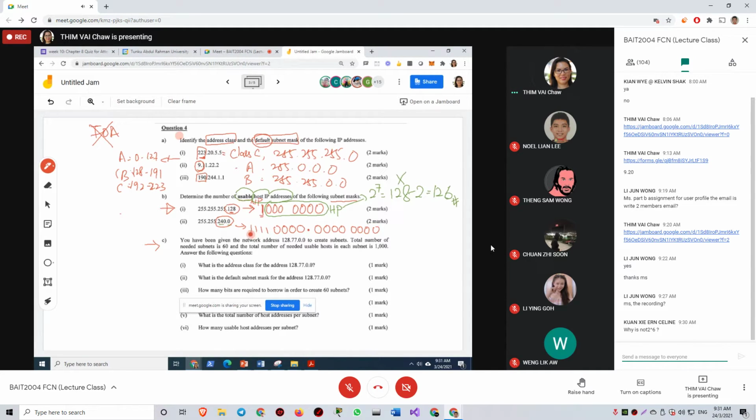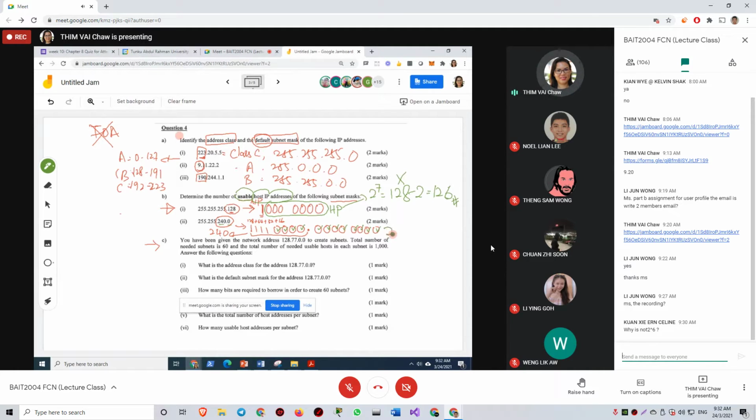So this value refers to 240 because I'm using 128 plus 64 plus 32 plus 16. So the first 4 bits are set to 1. It means I only have the remaining bits for the host portion. How many? I have 1, 2, 3, 4, 5, 6, 7, 8, 9, 10, 11, 12. I have 12 host bits.